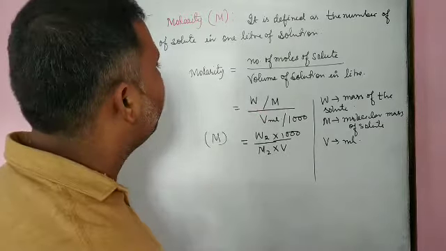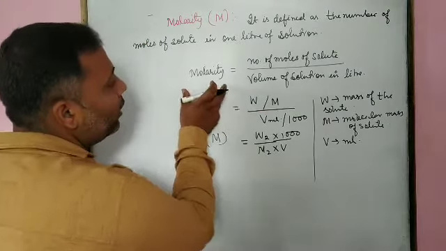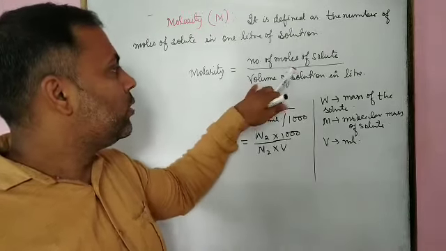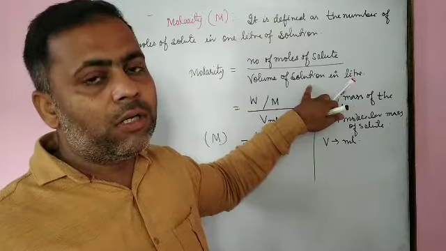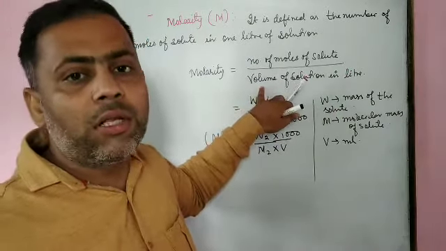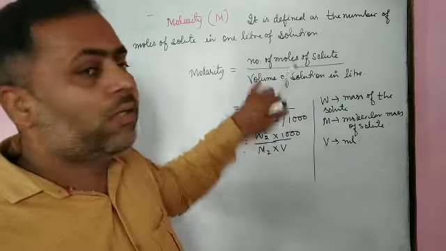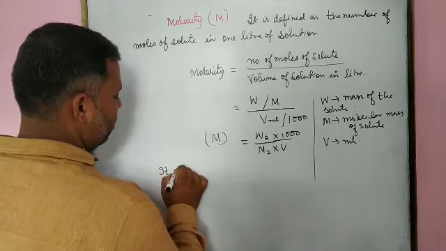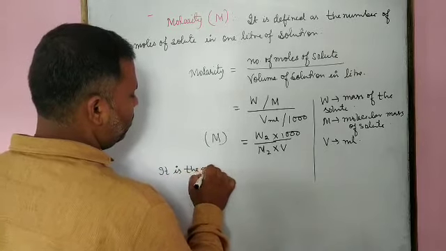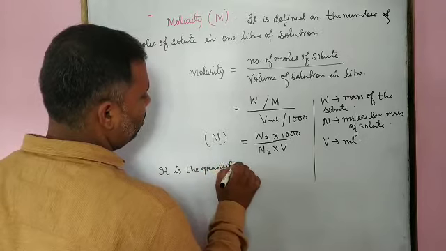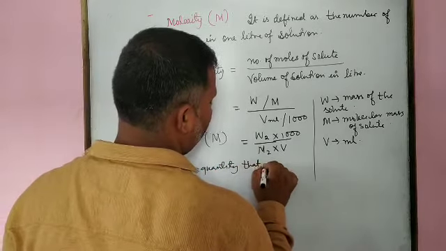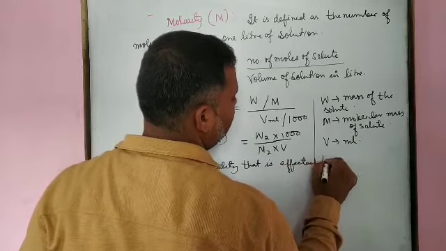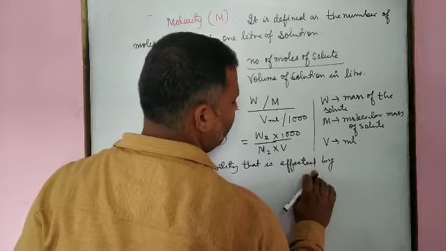So the next thing we know: molarity is a quantity that is affected by temperature. Why? Because it contains volume. When temperature increases, volume increases. When volume increases, the concentration decreases. It is the quantity that is affected by temperature.